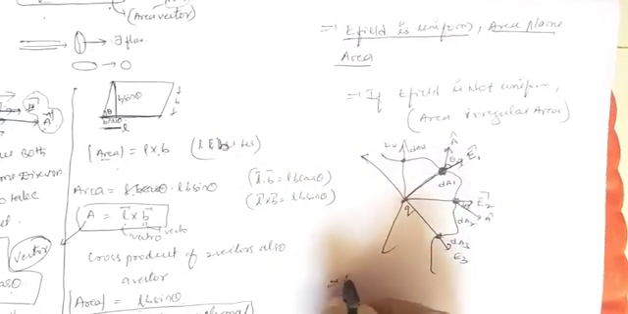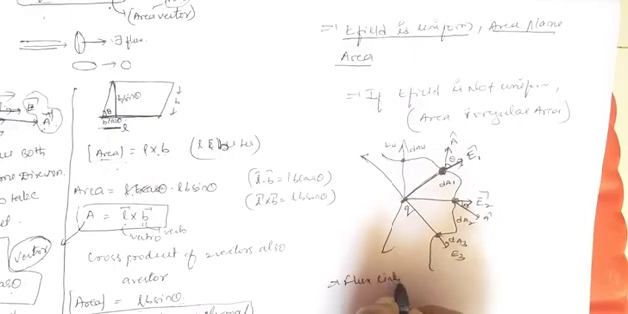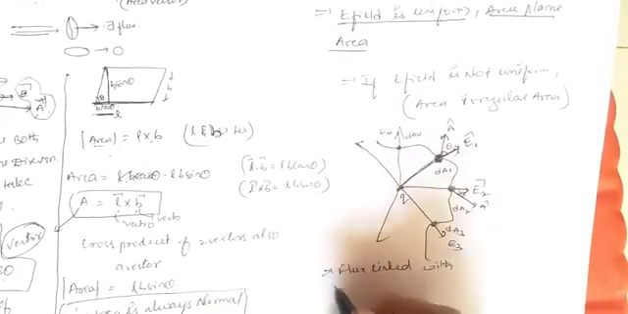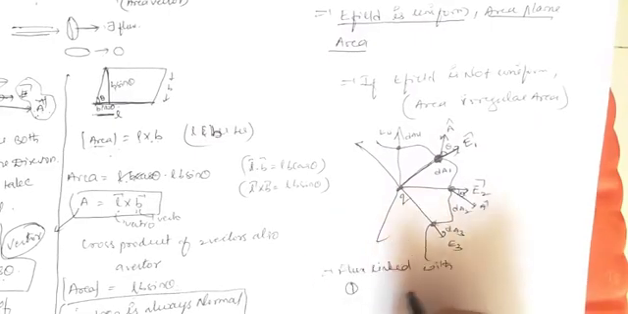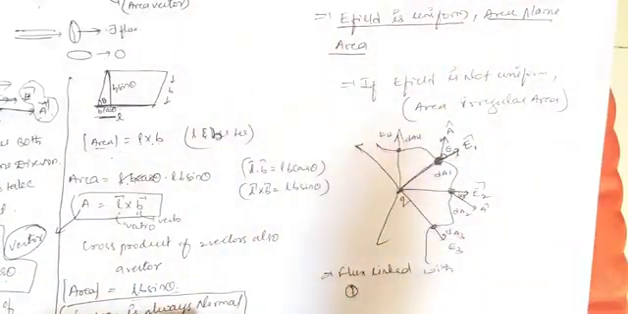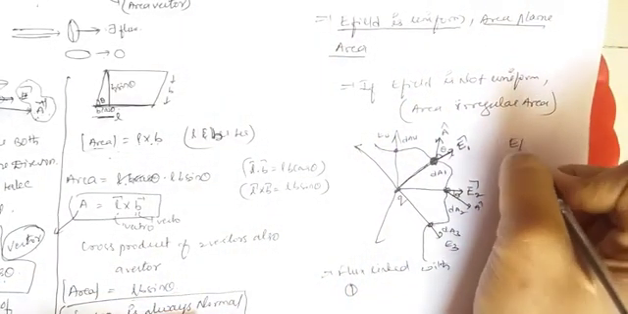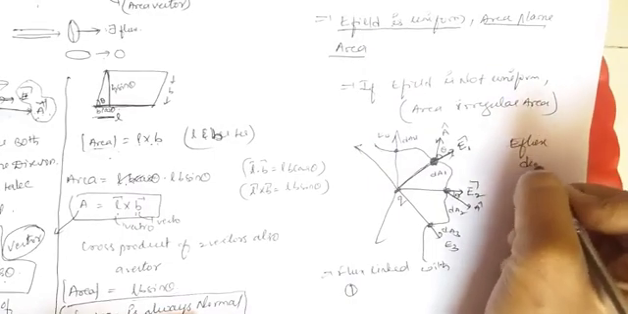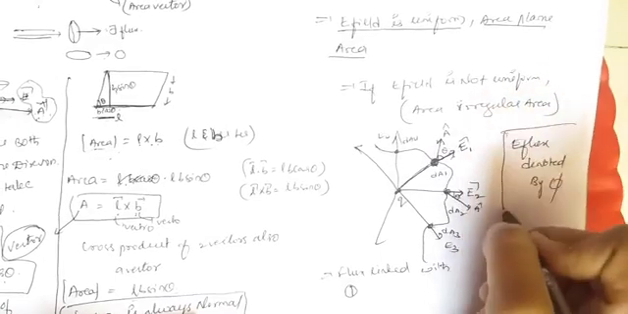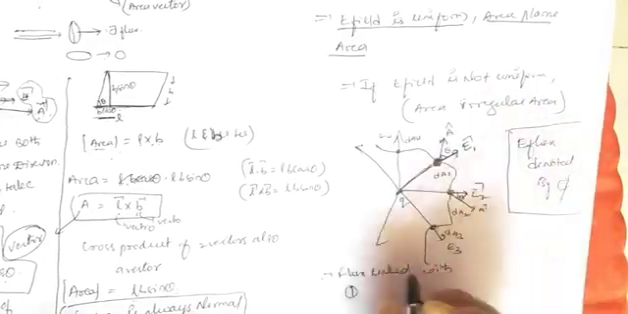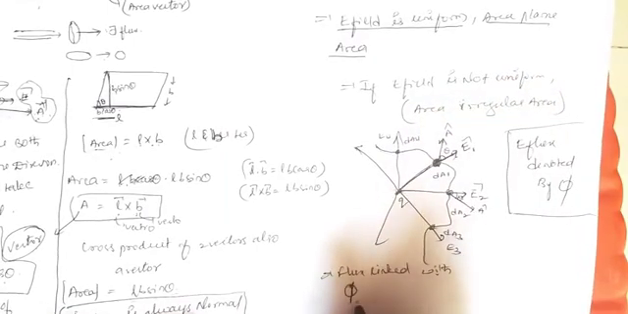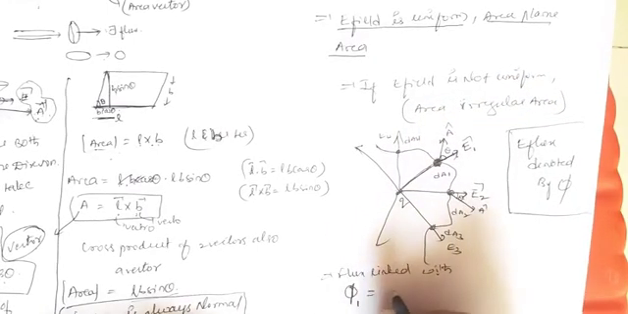Now the flux linked with these areas. First, the electric flux is always denoted by phi. Okay, so now the flux linked with the first area, let us take the first area, so the flux 1 is equal to what?